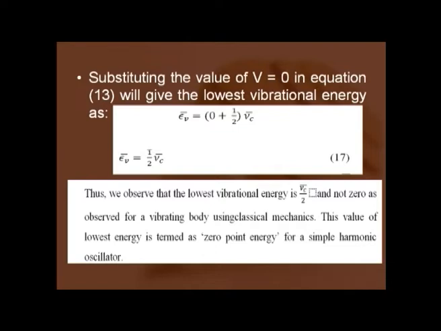Thus, we observe that the lowest vibrational energy is half ν̄_c and not 0 as observed for a vibrating body using classical mechanics. This value of lowest energy is termed as zero point energy for a simple harmonic oscillator. The fact that zero point energy is non-zero means that atoms can never be at rest relative to each other. In fact, at absolute zero, when all the translational and rotational motion of the molecule ceases, the molecule still vibrates.